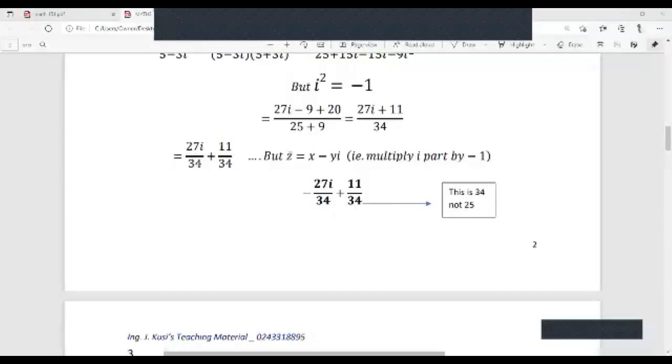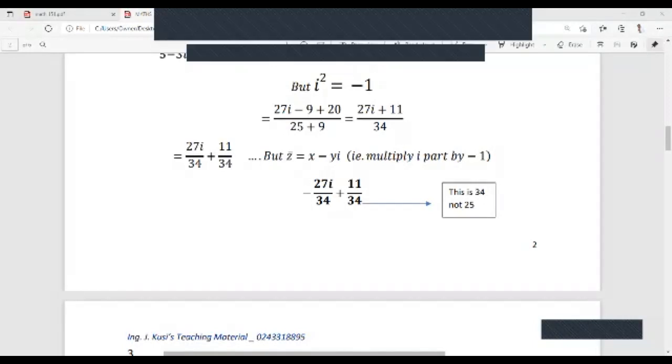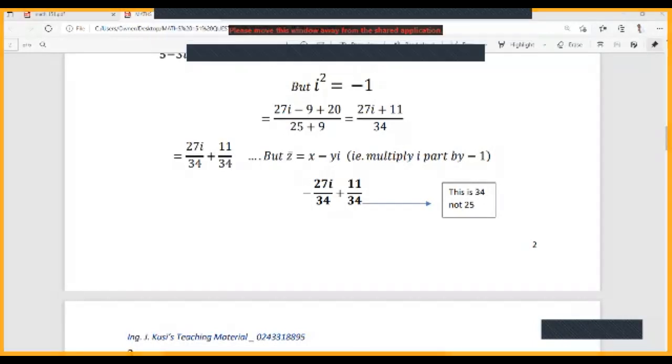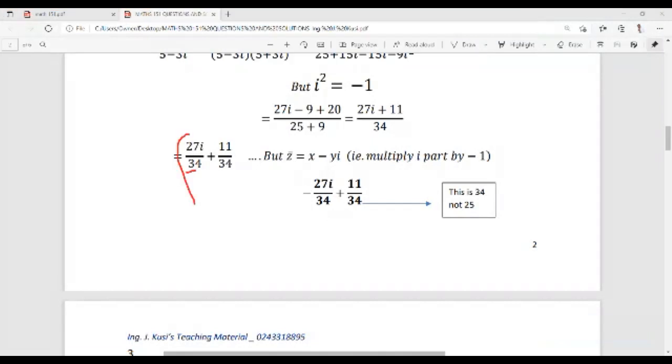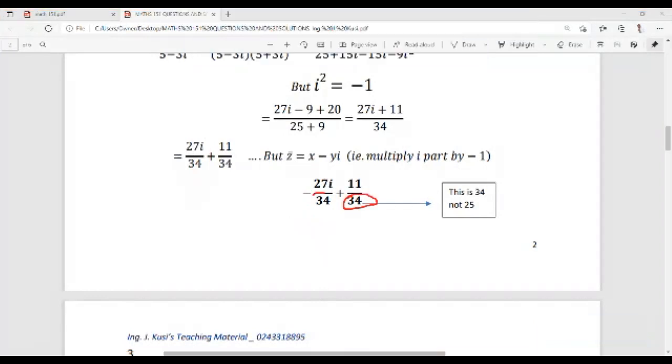So we are saying that if you multiply this one, the imaginary part, by minus 1, then that will give you minus 27i over 34. Do you agree? Yeah, I agree. Very good. And I'm saying you should note the denominator is 34, but it is not 25. Okay, good.